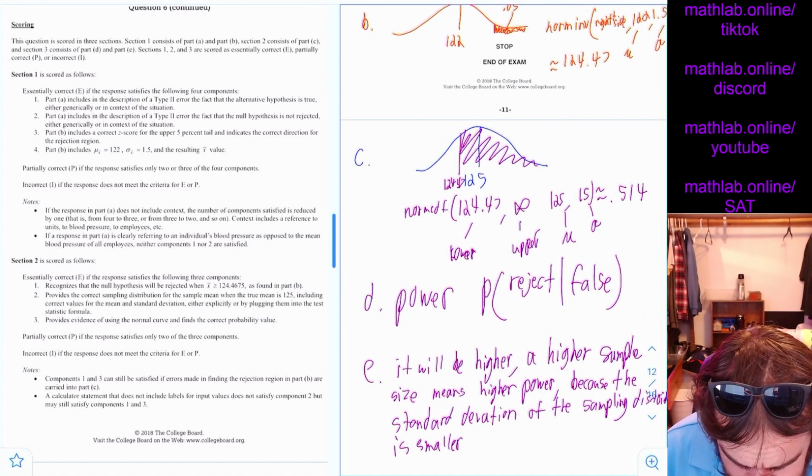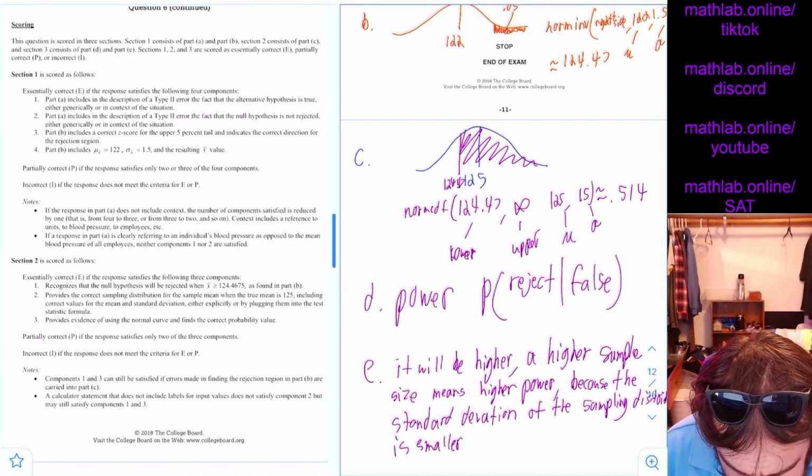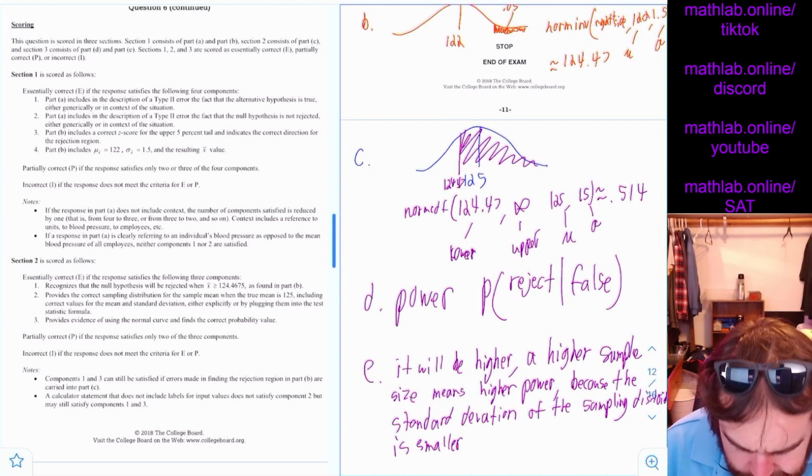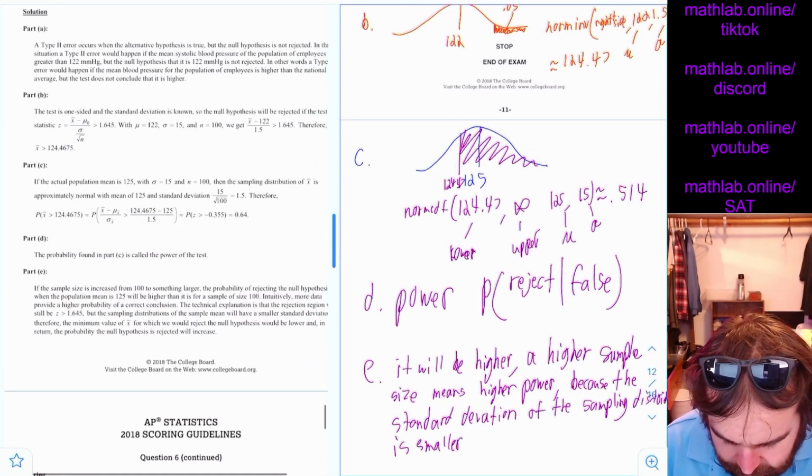Recognize the null hypothesis will be rejected when x is greater than 124. Provides the correct sampling distribution when the true mean is 125. Provides evidence of using the normal curve. And finds the correct probability. Was it 0.514?